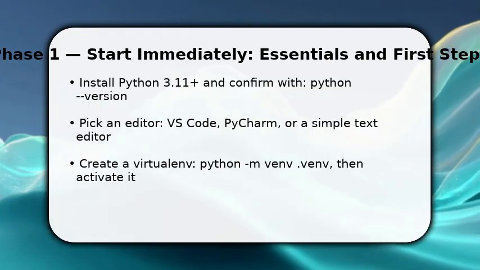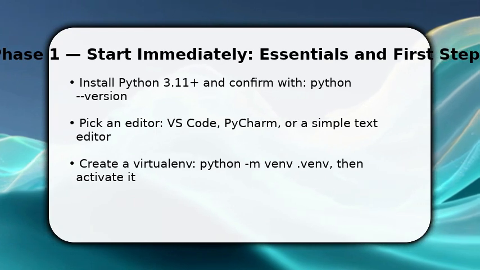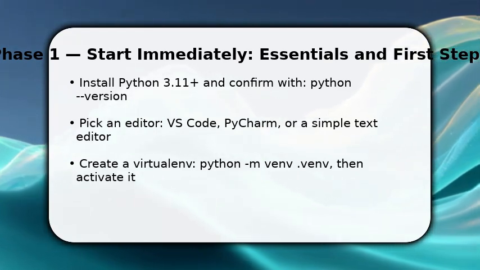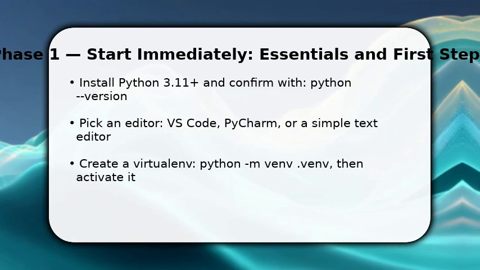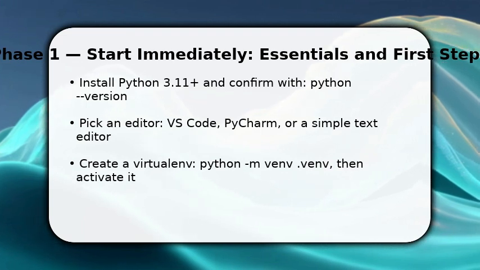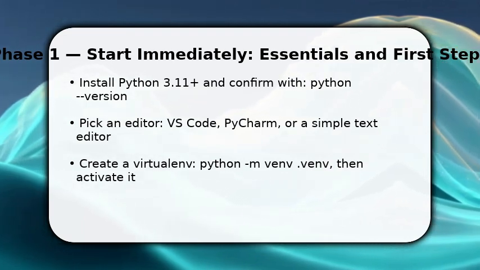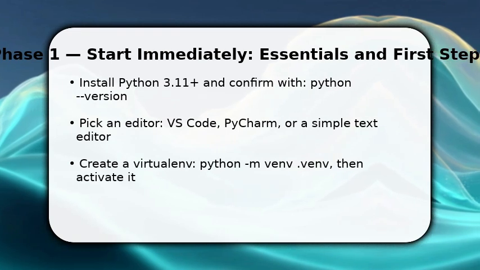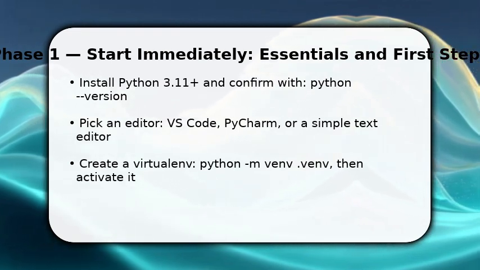You begin by preparing a focused workspace. Install Python 3.11 or newer and verify the version. Once done, create and activate a virtual environment to isolate dependencies. This prevents conflicts when you install packages. Make sure to choose an editor you like, VS Code or PyCharm, to speed iteration.